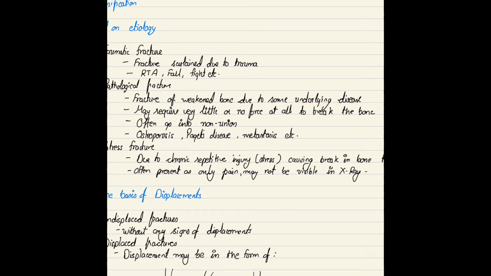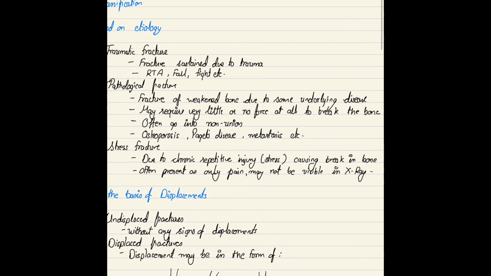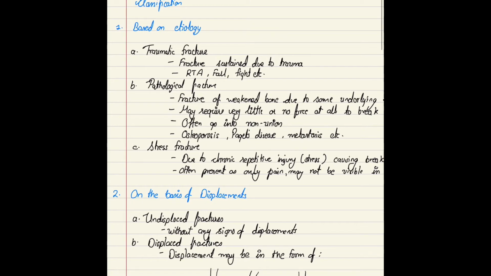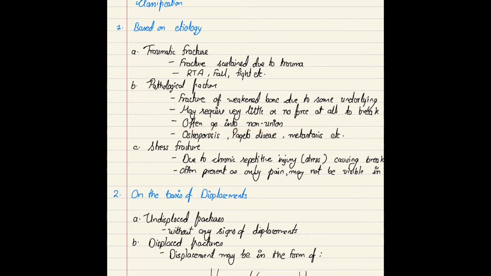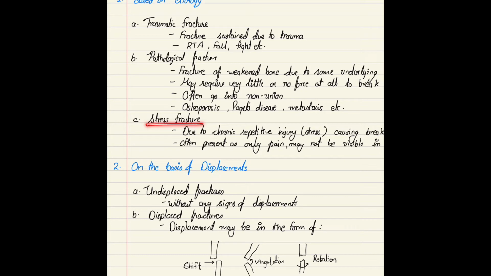So the diseases such as osteoporosis or Paget's disease or metastasis of the bone. So these diseases will weaken the bone and they will cause an easy fracture. So this fracture may require very little or no force at all to break the bone. And often these fractures go into non-union, which means the fracture site will fail to unite even after 6 months of treatment. The next one is stress fracture.